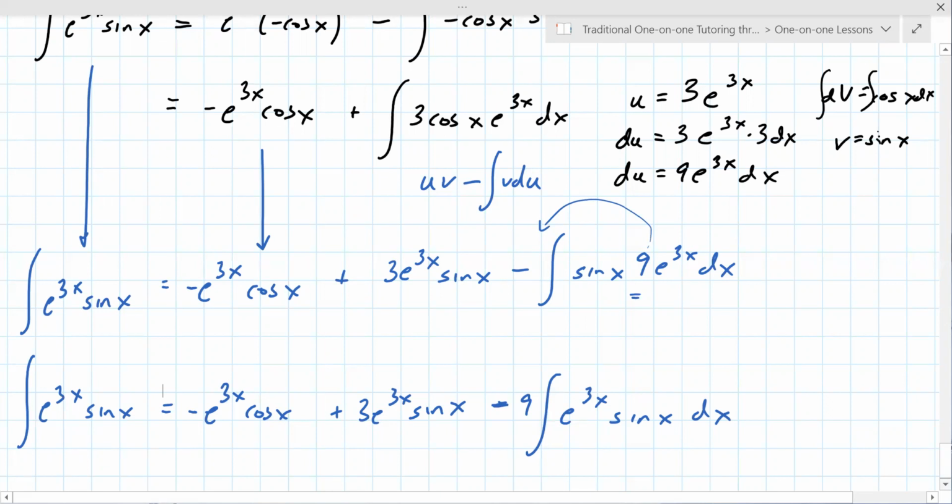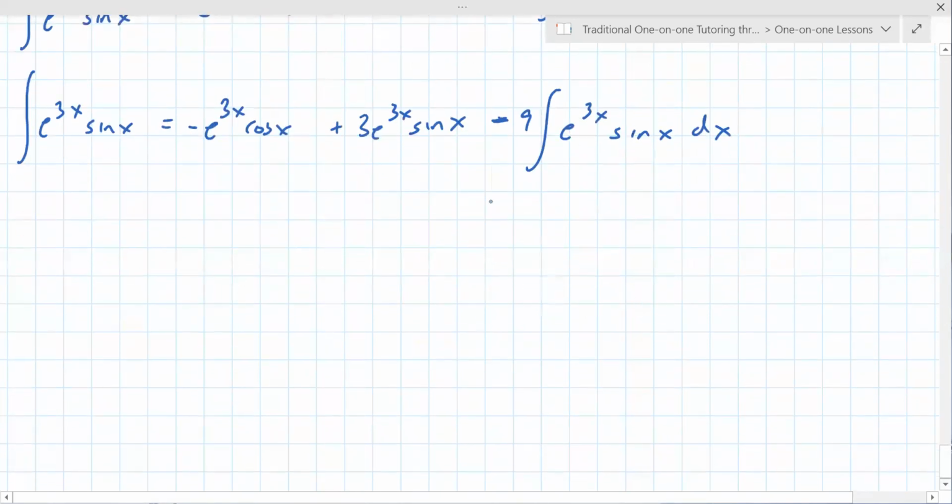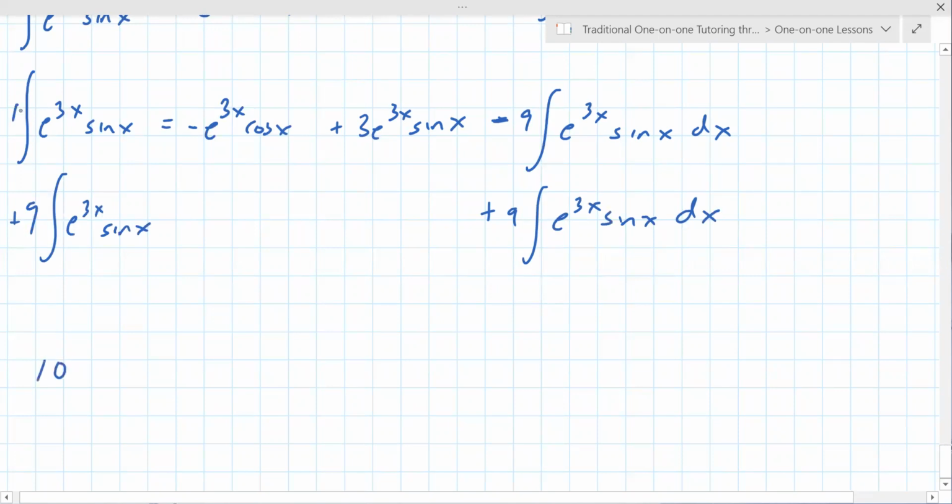Yeah. So this particular style of problem, what you are doing, which isn't quite correct, is you're adding integrals. You're adding it to both sides of the equation. So when you add it over here to the left, how many do you have? You have 10. Oh, 10. Yeah, I'm thinking of the other. Yeah, it's weird. So you have minus e to 3x cosine x plus 3e to the 3x sine x.